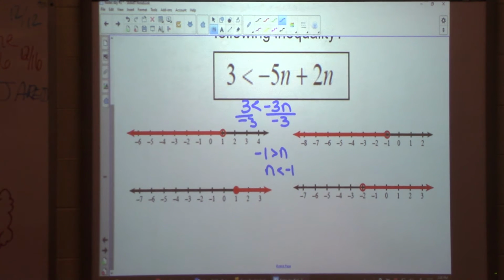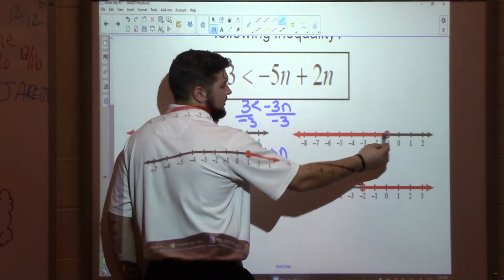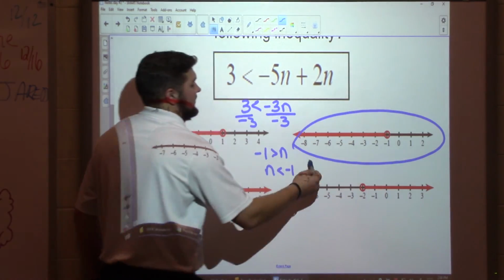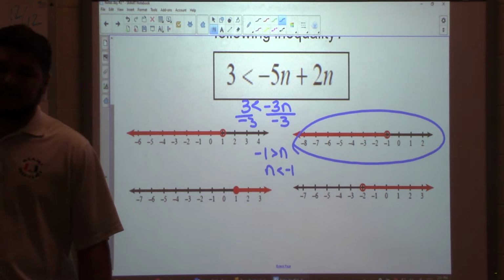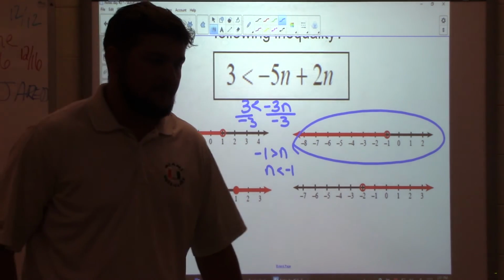Now, which graph would that fit, Cole? The top right. It's an open circle at negative 1, and it's going less than negative 1. All we gotta do is circle it? Good, circle it, that's it. Lickety split. Alright, try the next one, please. Do the next one on your own.